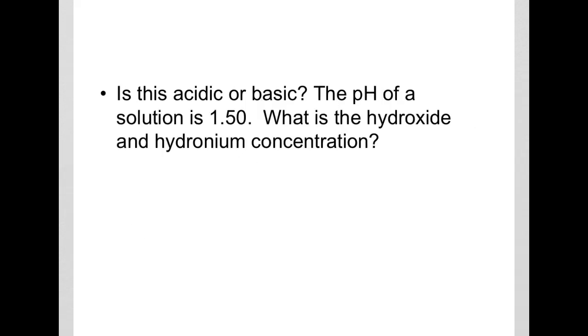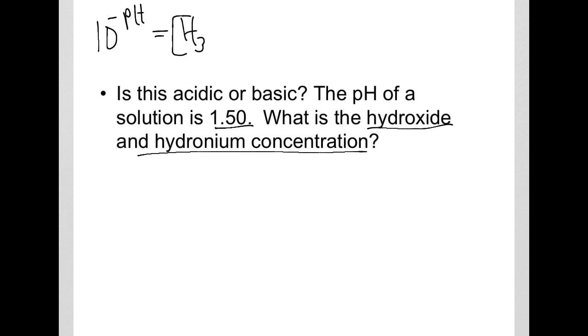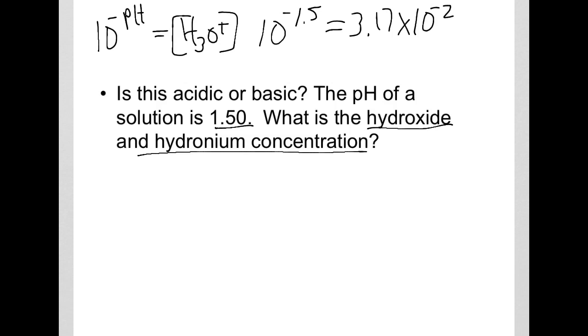Alright, so next we have, if we're given a pH, how much hydroxide and hydronium is there. So, given the pH, the anti-log of the pH is equal to the hydronium concentration. And again, you have that at your disposal. So 10 to the negative 1.5 is going to be equal to 3.17 times 10 to the negative 2 for my hydronium.